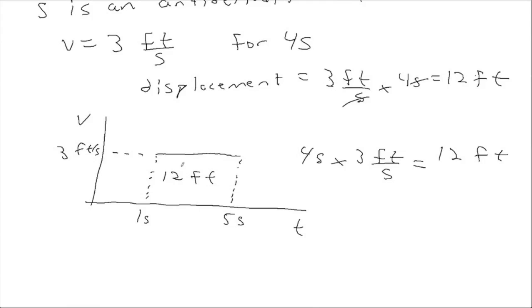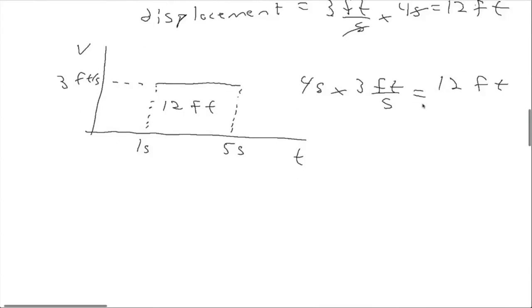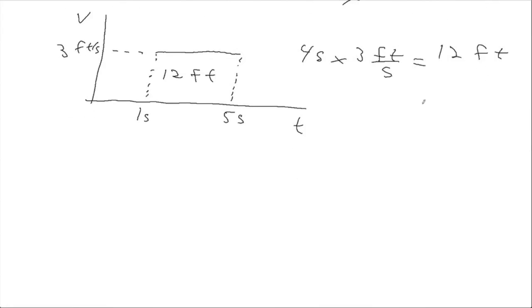What is the area under the velocity curve? It looks like the area under the velocity curve is the displacement. We just kind of proved that in this case. The area is 12 feet, and the displacement is 12 feet. So based on that little argument, we can say the area under the velocity curve is the displacement.